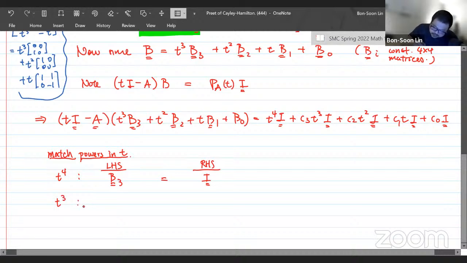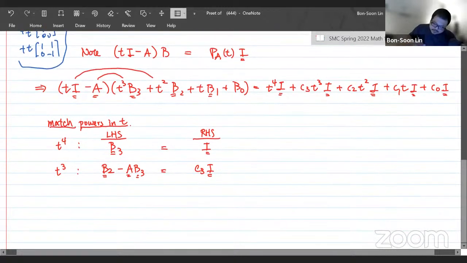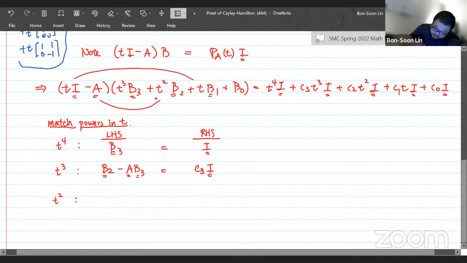Let's match the T cubed term. The T cubed term comes from here and here on the left-hand side. So that is B2 minus AB3. Okay, kind of bizarre. On the right-hand side, this is just C3I. Okay, let's keep going. T squared term. The T squared comes from here and here and here, right? Those are the T squared terms. So that is B1 minus AB2. That is equal to, on the right-hand side, always easy, C2I.